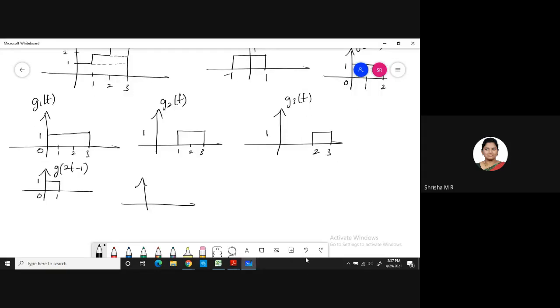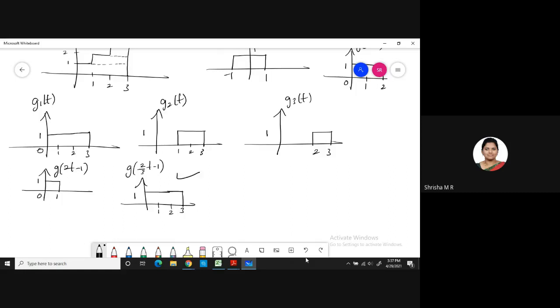So I have g of 2 by 3t minus 1. What I am doing is expanding my signal, which is present from 0 to 1, and representing it from 0 to 3. I am expanding my signal by scaling. 1, 2, 3. So this is my g1 of t, in terms of g of t. So this is my first signal.